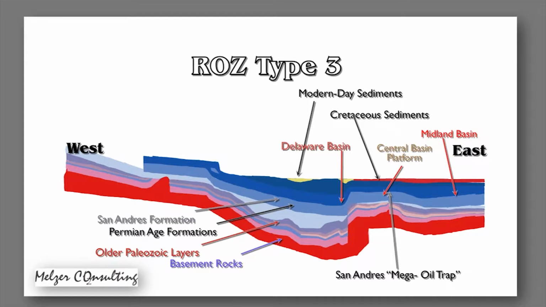Okay, what we're doing here is we're going to demonstrate the origin of the predominant type of residual oil zone in the Permian Basin. This is our source for the next generation of CO2 EOR production for oil.